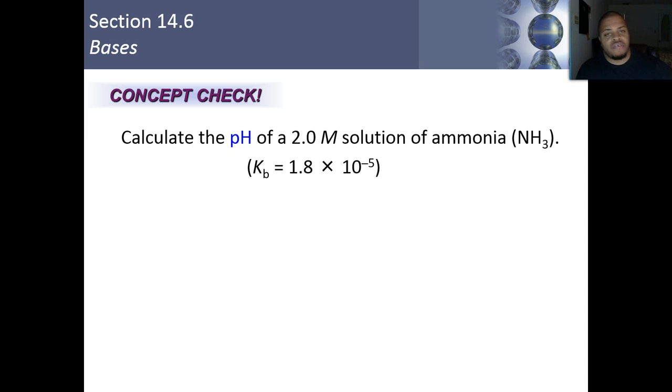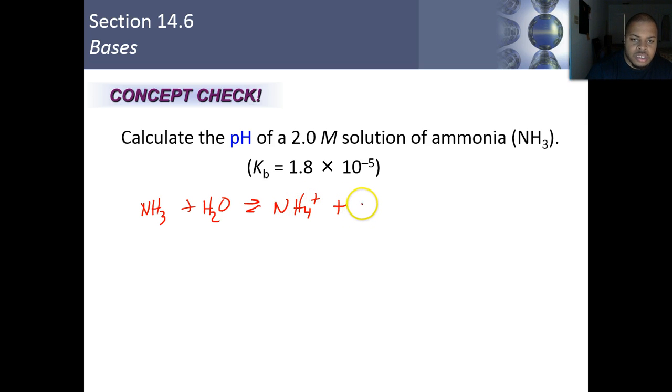We have a 2.0 molar ammonia solution. Now, it already gives us that we have a Kb value of 1.8 times 10 to the negative fifth. So let's look at our overall reaction. It's going to be NH3 plus H2O is going to produce what? Well, if this is the acid, it's going to donate. So we're going to get NH4 plus and OH minus.